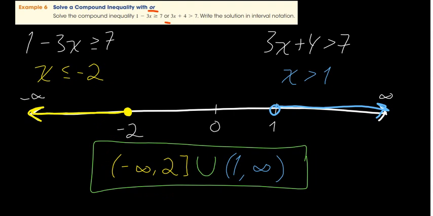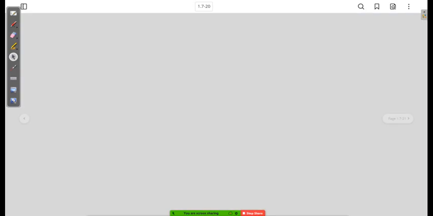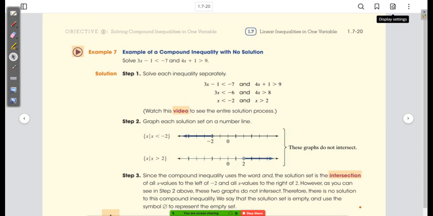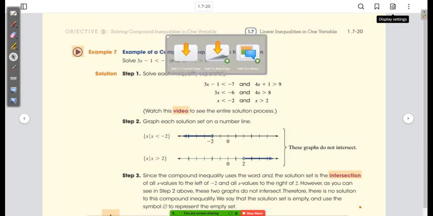So the last example we have today is going to be a compound inequality with no solution. So let's go ahead and do the same thing we have been doing. Let's rewrite: 3x minus 1 is less than negative 7, and we're going to have 4x plus 1 is greater than 9.